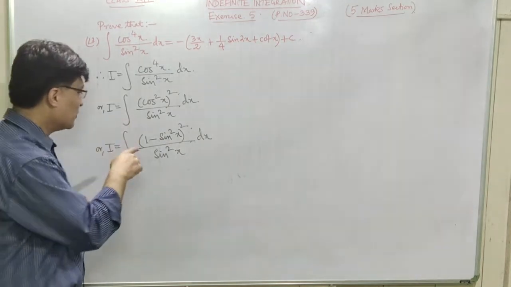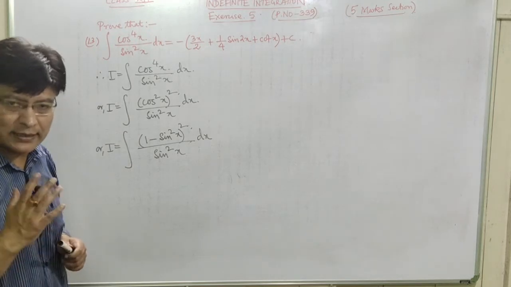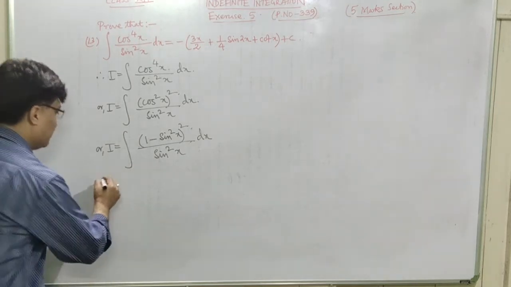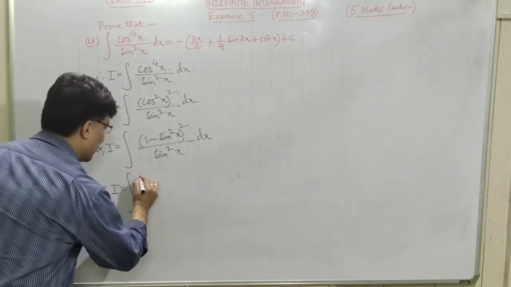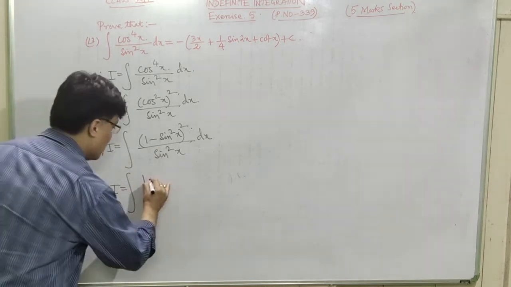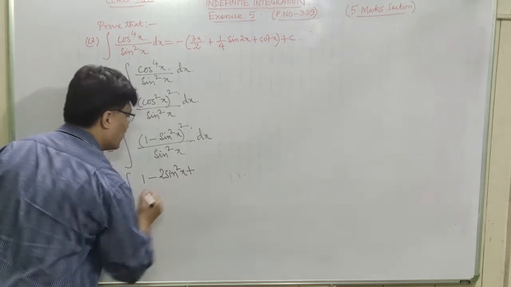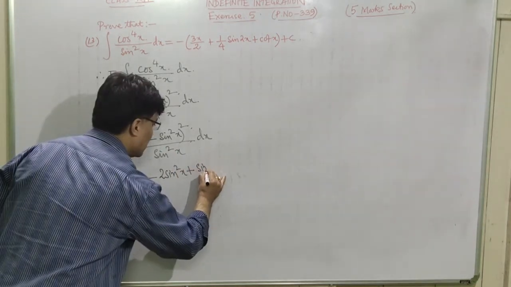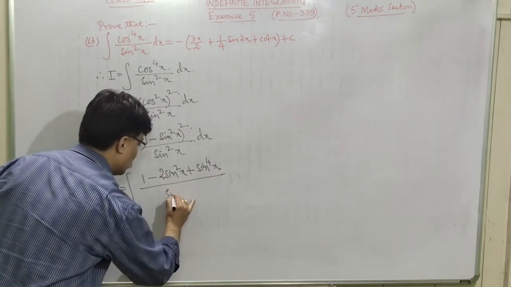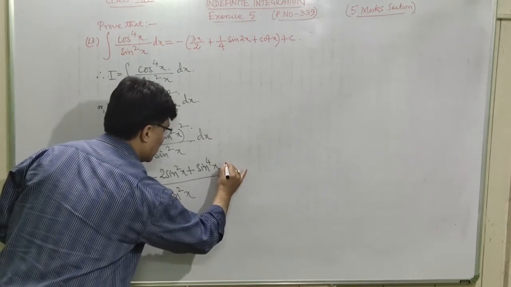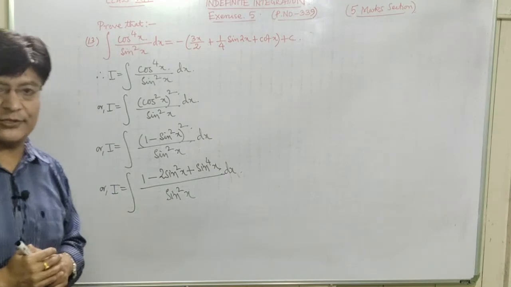Okay, now you know that this is your (a − b)². So let us use (a − b)², that is a² − 2ab + b². So I is equal to the integration of, what is a²? It is 1. Minus, what is twice ab? 2 sin²x. Plus, what is b²? This is your sin⁴x. This whole divided by sin²x dx.